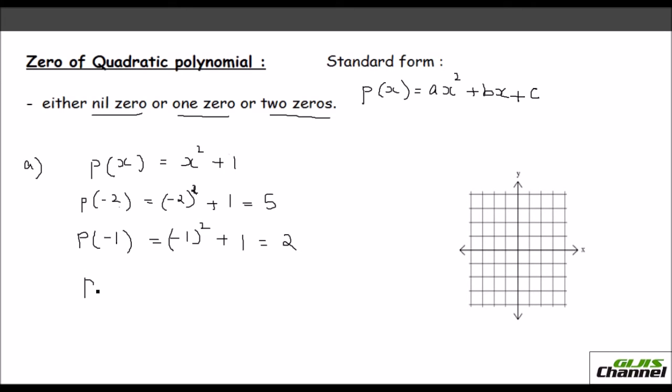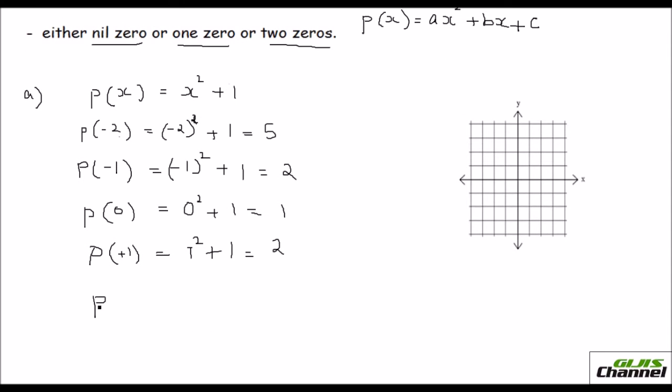So next we can take p of 0. Even when you take the x value as 0, it is going to be 0 squared plus 1. So you have 1 as your answer, right? Then when you put positive 1, we did negative 1 already. So this is going to be 1 squared plus 1, which is again 2. P of 2 is going to be 2 squared, which is 4, plus 1.